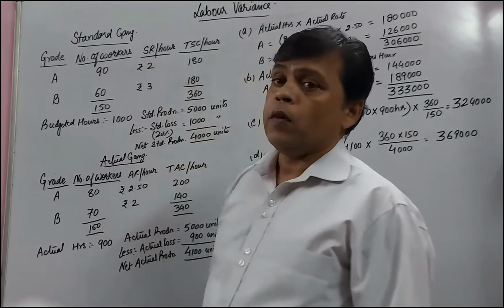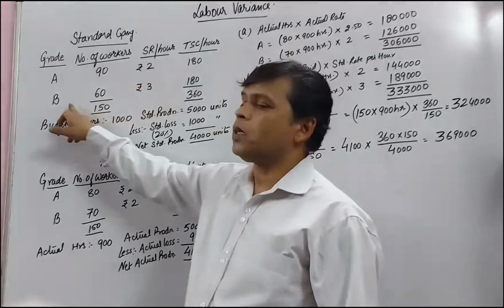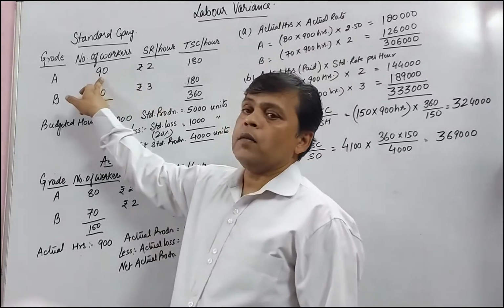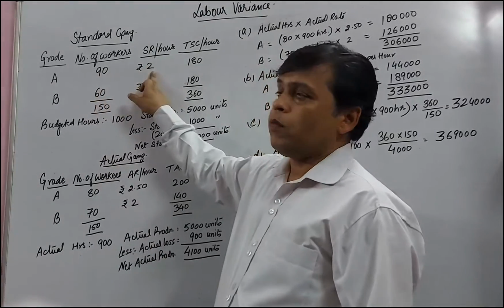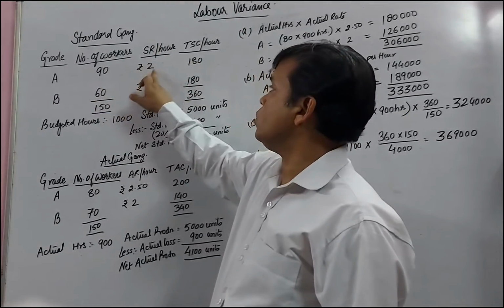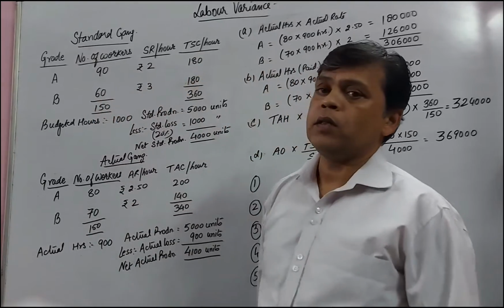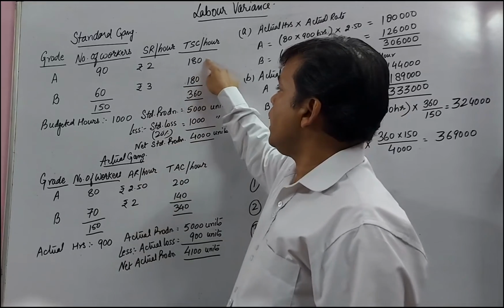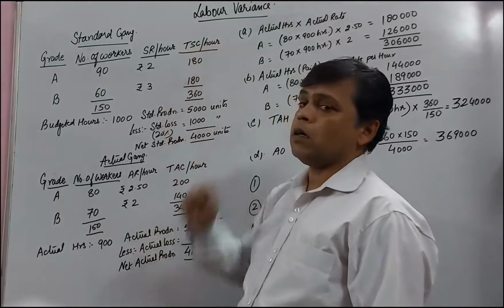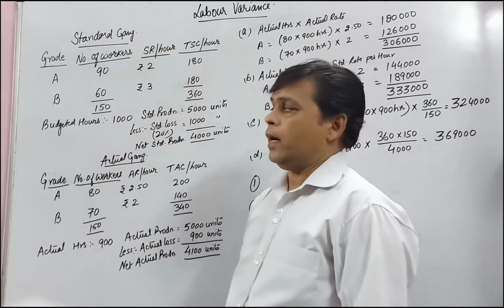The standard rate per hour for a grade A worker is rupees 2 per hour, and for a grade B worker it's rupees 3 per hour. If we multiply the number of workers with the standard rate per hour, we get the total standard cost per hour. That is 90 multiplied by 2 is 180, and 60 multiplied by 3 is again 180, and then we add them up. 180 plus 180 is 360. So 360 is the total standard cost per hour of the 150 workers in the standard gang.